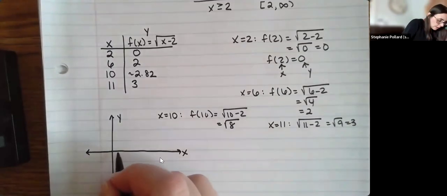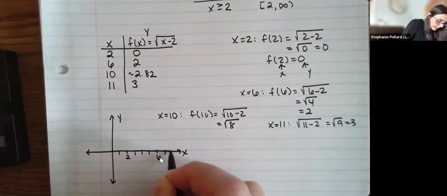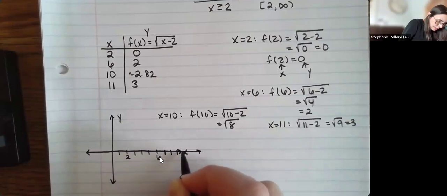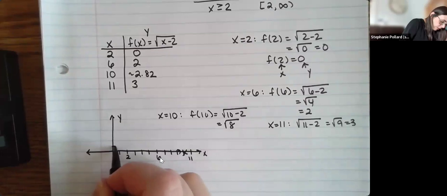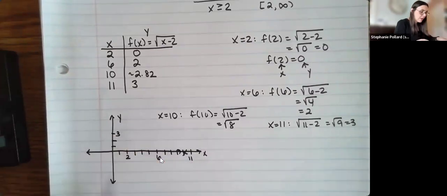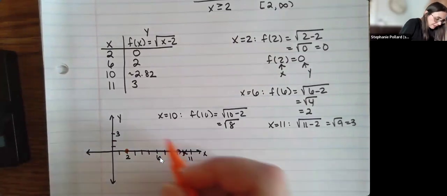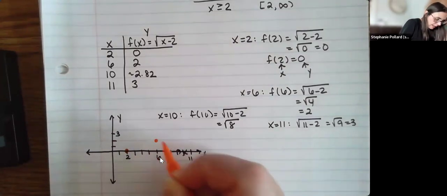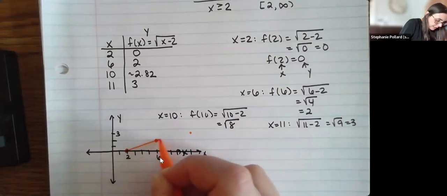So 0, 1, 2, 3, 4, 5, 6, 7, 8, 9. Let's see, we'll do 10, 11. And then we'll do 1, 2, 3. So if I plot my points, I have (2, 0), (6, 2), and then (11, 3). So your graph ends up looking like this.